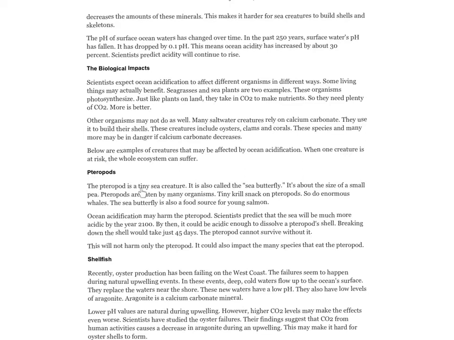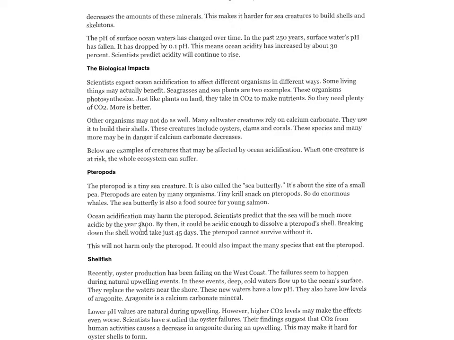The pteropod is a tiny sea creature. It's also called the sea butterfly. It's about the size of a small pea. Pteropods are eaten by many organisms. Tiny krill snack on pteropods, so do enormous whales. The sea butterfly is also a food source for young salmon.